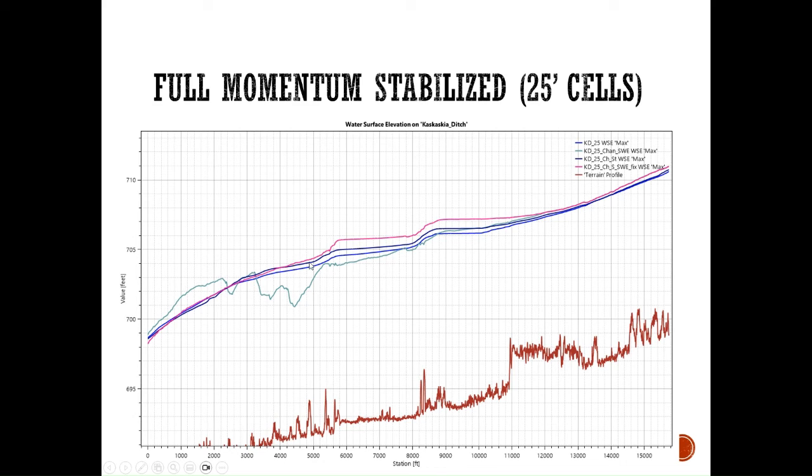So the pink, the blue lines here, these are the 25-foot cells with the break lines. Actually, the pink one shows all the break lines. The dark blue shows only the channel break lines. The blue one has no break lines. This is all in the 25-foot mesh. And then this teal one shows the one that had the mesh with the asymmetrical channel in it.